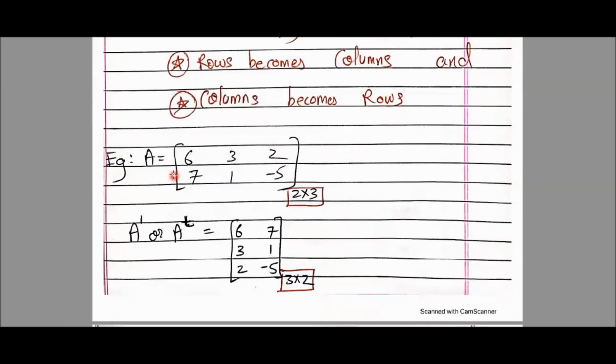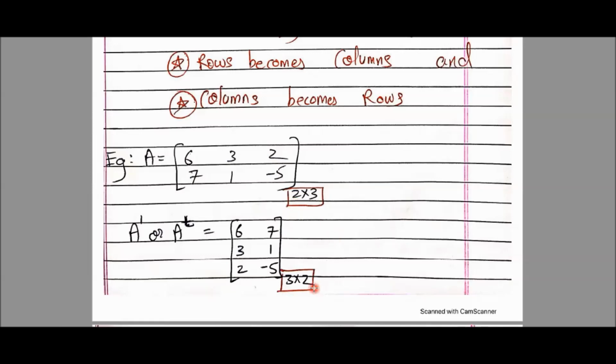I have a matrix A. Can I say 6, 3, 2 is its first row? 7, 1, minus 5 is its second row. Now we are interchanging. So 6, 3, 2, which was the first row, now becomes the first column. 7, 1, minus 5, which was the second row, now becomes the second column. So the earlier order was 2 rows, 3 columns; now it becomes 3 rows, 2 columns.